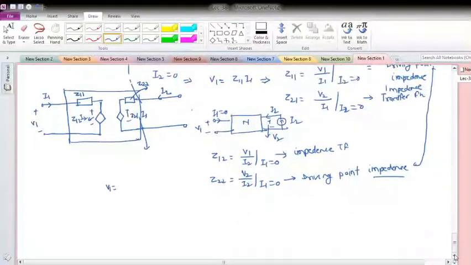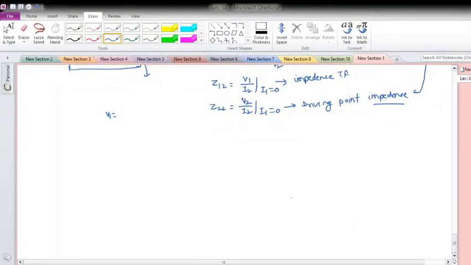Now next, we will try to impose the reciprocity conditions here and see what kind of relation we get. Suppose we say that our network is reciprocal. If the two-port network is reciprocal, then what type of condition will we get? That is what we would like to see. Reciprocity is basically the ratio of response to excitation, voltage upon current, and if I change the orientations, the ratio has to remain constant.